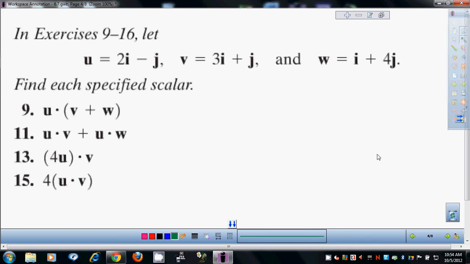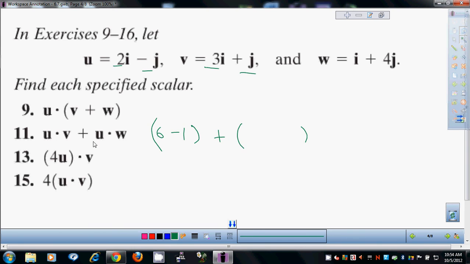So let's look at 11. What comes first in the order of operations? Multiplication or addition? So first thing I have to do is find u dot v. 2 times 3 is 6. Negative 1 times 1 is negative 1.